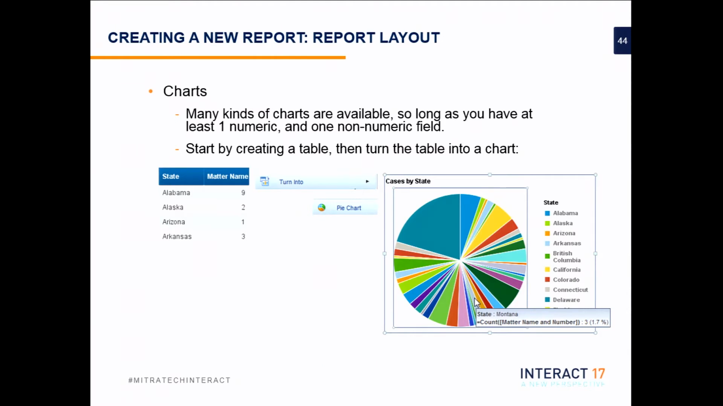Start with creating a table. Make sure you've got the number and the thing you want to show the number grouped by in a table, and then just right-click on it, turn it into a pie chart, and there's your pie chart.